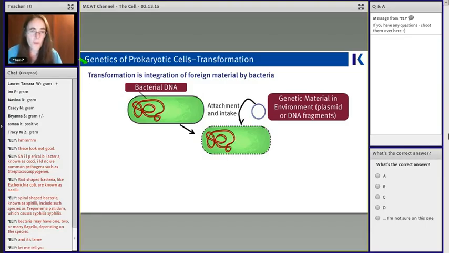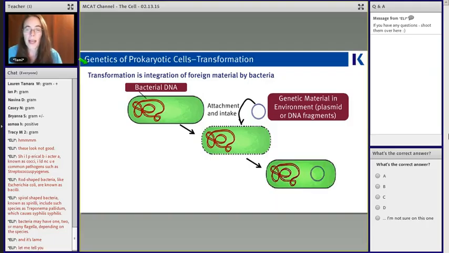We can also force them to do it, not naturally, in a lab. We can do transformations with calcium chloride poking holes in the cell membrane and then heat shocking it, or we can do electroporation and electrocute them. Either way, it forces the cell to take up that DNA, and that extra DNA will replicate by itself. That allows us to put things into a bacterium that we want.